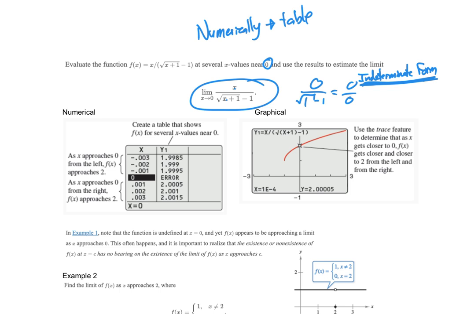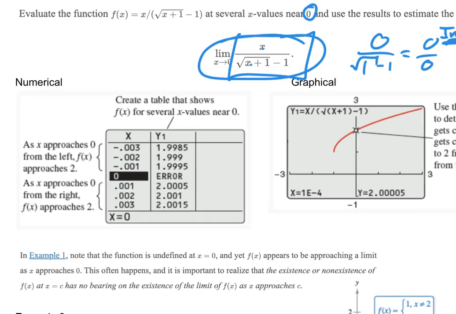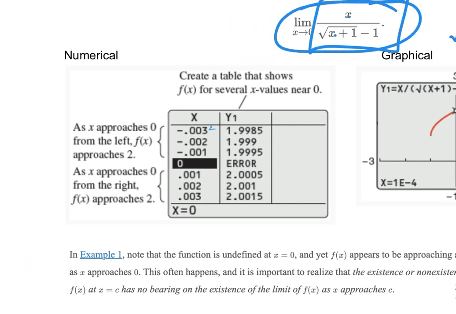So what they did is they created a table on their calculator, or showed how you could do that. You type this function in, and notice the x values that they're putting in. You're just getting closer and closer to 0. The zeros are error because it can't equal it. And so 0.01, 0.02, 0.03, and then negative 0.001, 0.002, and negative 0.003. Now, looking at this table, what value are we getting close to from both sides?